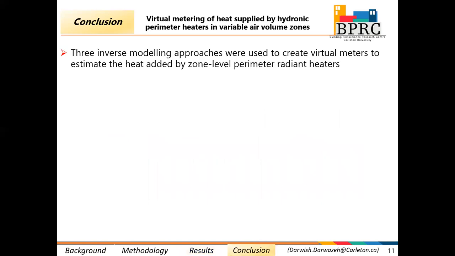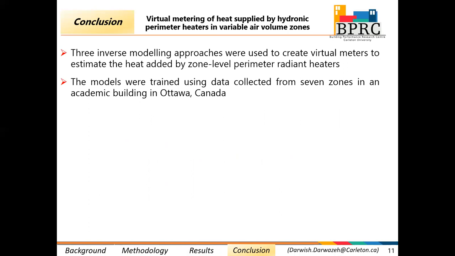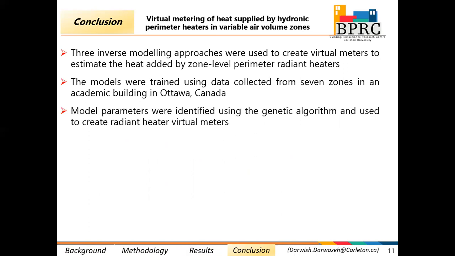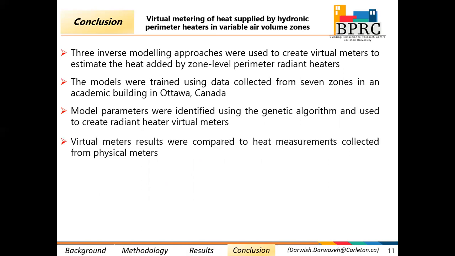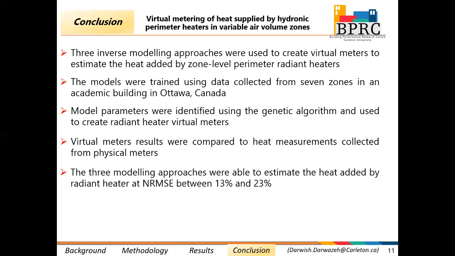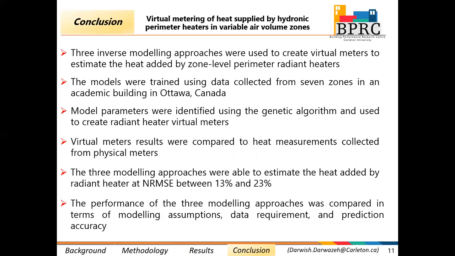In conclusion, the 3 inverse modeling approaches were used to create virtual meters to estimate the heat added by zone level perimeter heaters. The models were trained using data collected from 7 zones, and model parameters were identified using the genetic algorithm. The results were compared to heat measurements collected from physical meters, and the accuracy of the three modeling approaches was between 13% and 23%, and the performance of the three modeling approaches was examined for modeling assumptions and prediction accuracy.